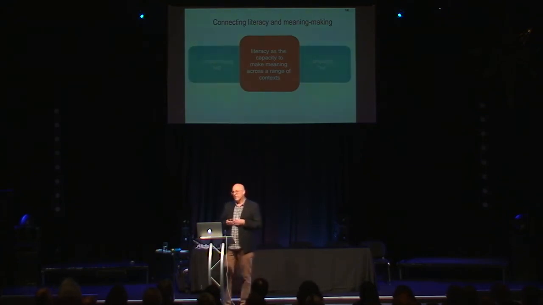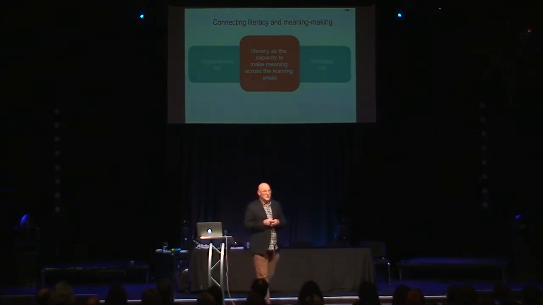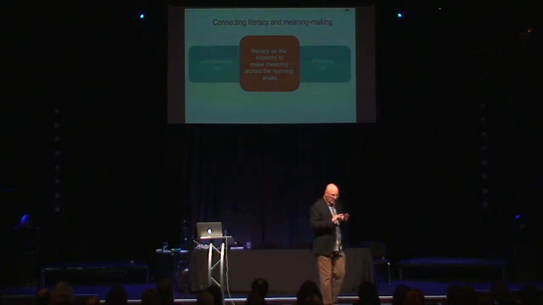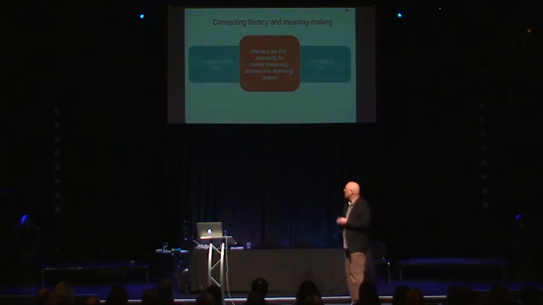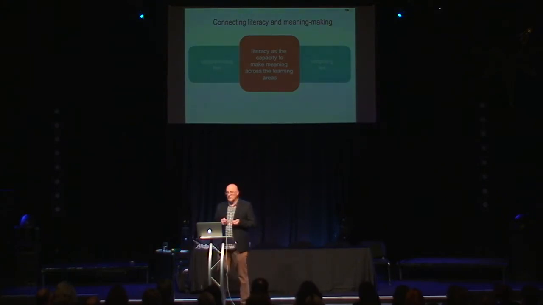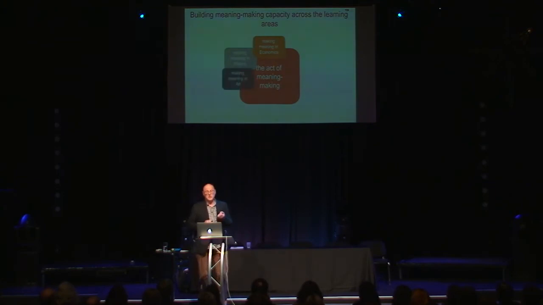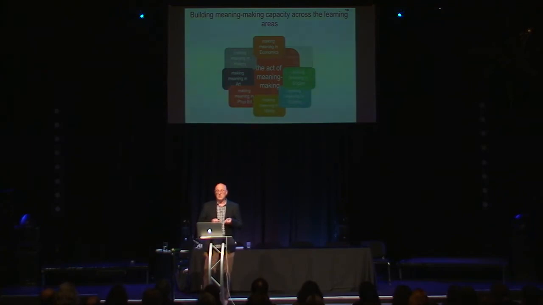But if we look at literacy as a capacity to make meaning across all contexts, then literacy is a capacity to make meaning across the learning areas. So each of the learning areas that we children work through can be seen as different contexts for making meaning. All right, so we can see it this way. We can think about making meaning in economics, in history, in art, phys ed, so it goes on.